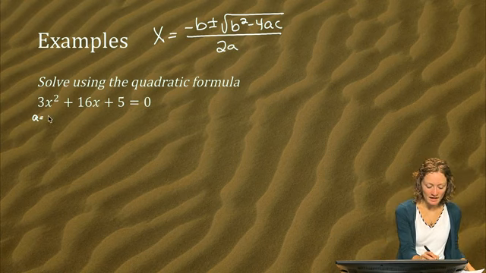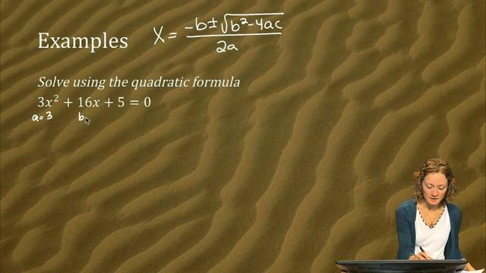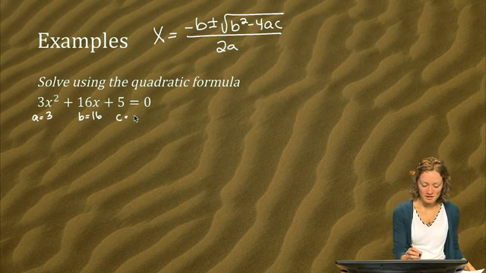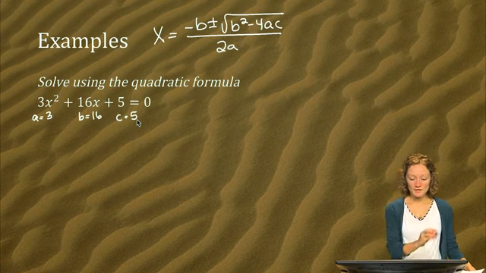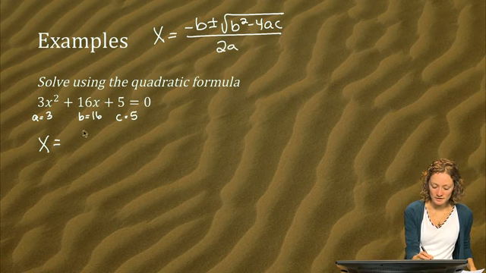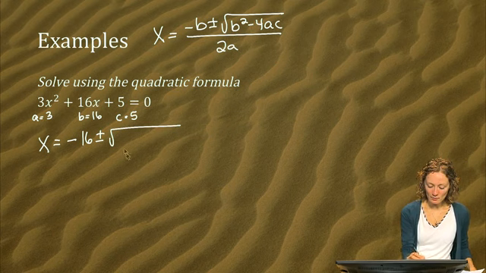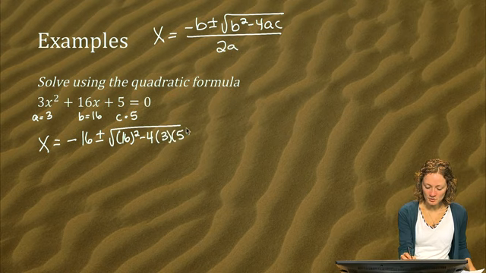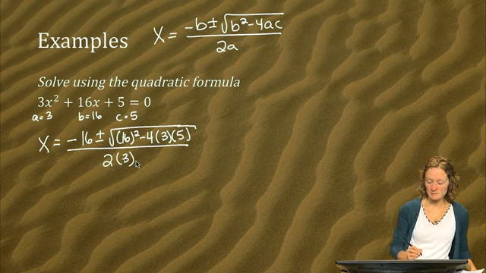a is the coefficient on the x squared term, which is 3. b is the coefficient on the x term, which is 16. c is the constant term that's left over, 5. So these are the numbers that we are plugging into this formula. So we have x equals negative b, 16, plus or minus the square root of b squared, 16 squared, minus 4 times a, which is 3, times c, which is 5, all over 2 times a, which is 3.